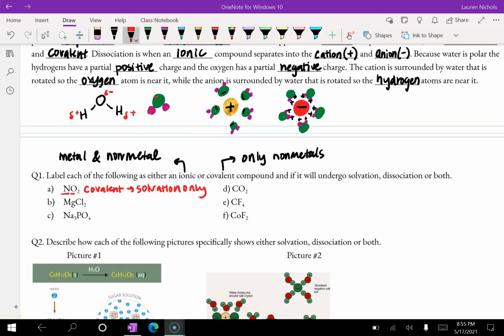If we look at B, we have magnesium, which is a metal on our periodic table, and chlorine, which is a nonmetal. So that would make this ionic, and that means it will undergo solvation and dissociation. So it will be both. So you should be able to then go through and figure out whether or not the remaining ones are ionic or covalent and model it. If it's ionic, it will experience solvation and dissociation. If it's covalent, it will experience solvation only.